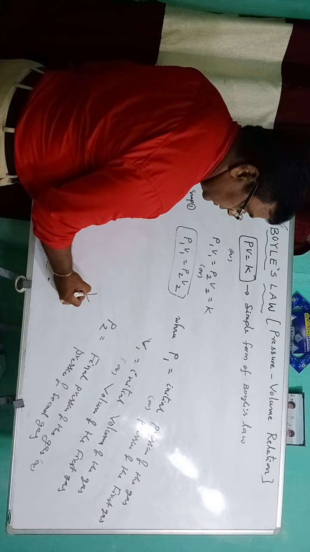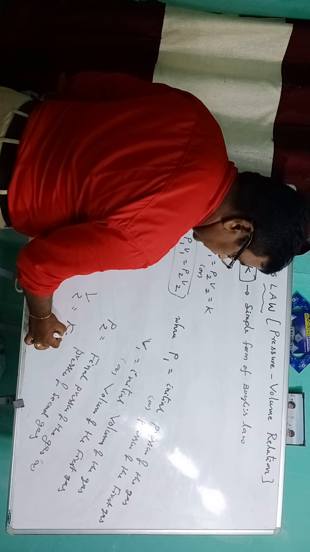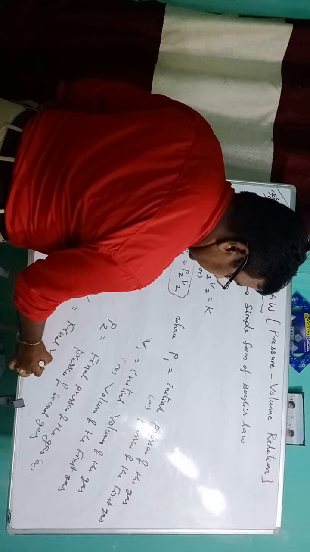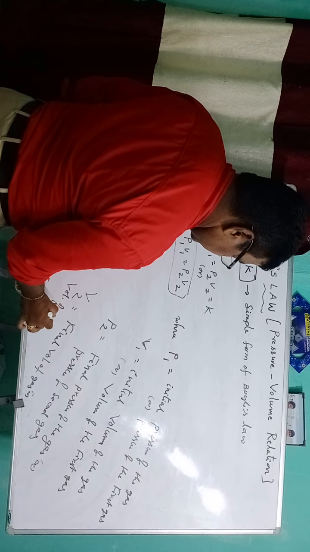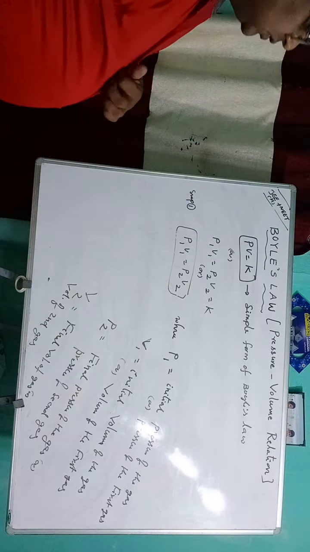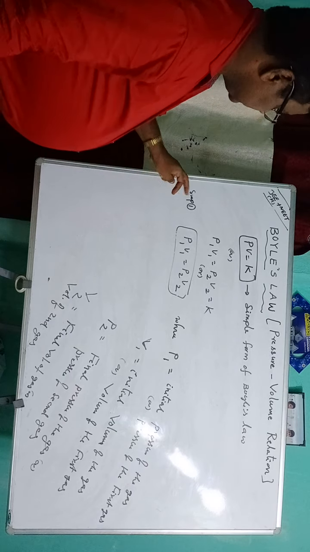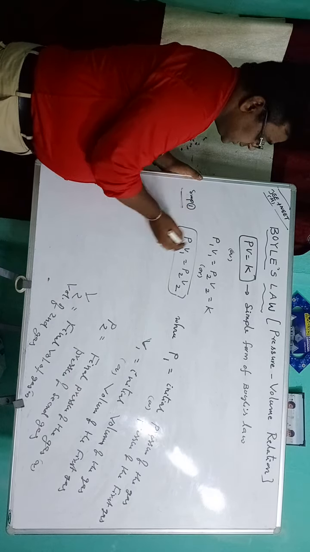Same, the last one is V2, similarly, that is the final volume of the gas, or volume of the second gas. So Boyle's law in its simple form is PV is equal to K. So the first simple synopsis, or formula 1, is P1 V1 is equal to P2 V2.